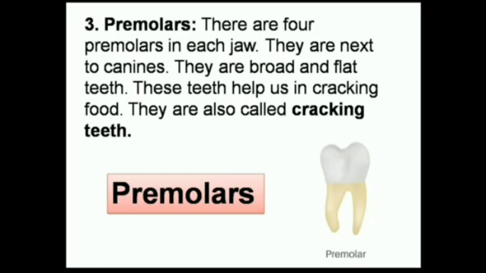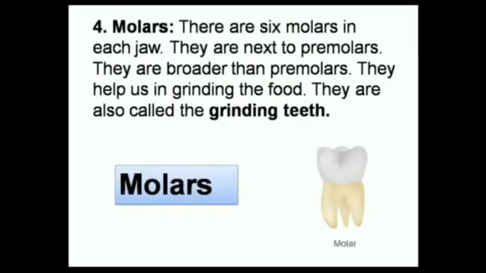Okay, now have a look at another type of teeth. After incisors, canines and premolars, look at the last 3 teeth on both sides of each jaw, meaning a total of 6 teeth. So 3 in the upper jaw and 3 in the lower jaw, and on both sides of each jaw the last 3 teeth are broader than the premolars. These are called molars.